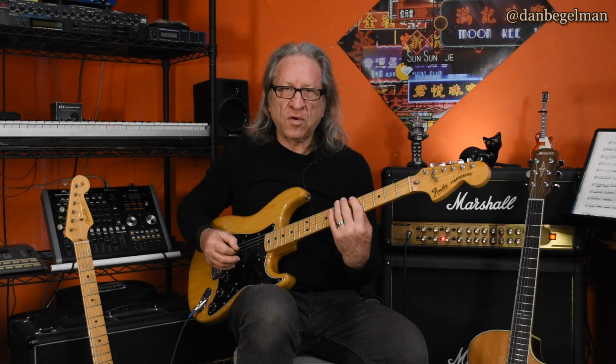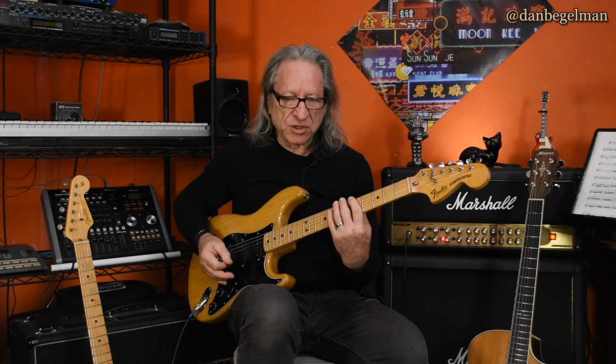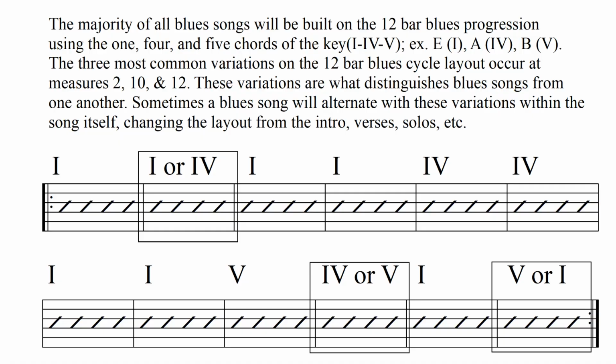Here I'm going to use the variation where I go to the 4 chord on bar 2, I'm going to stay on the 5 chord for bar 10, and I'm going to stay on the 1 chord for bar 12. And I'll play it as a straight rhythm, straight 8th notes. So 1 chord, 4, back to 1, 4 chord, 1, 5 chord, and then instead of going to the 4 chord, I could stay there. So 2 bars of the 5 chord.